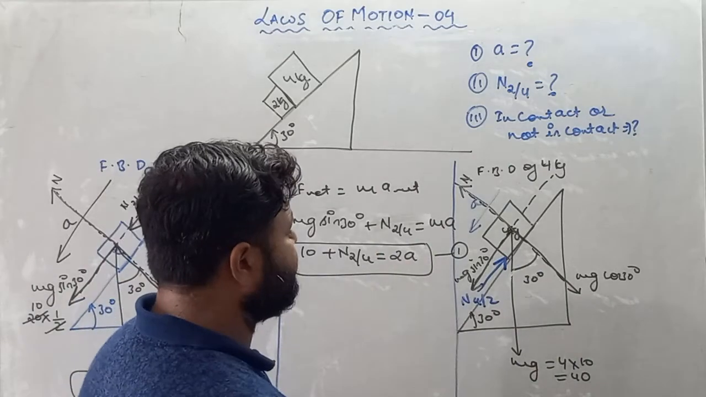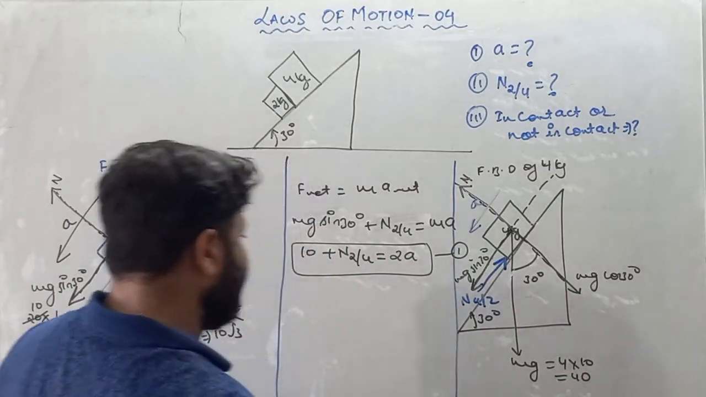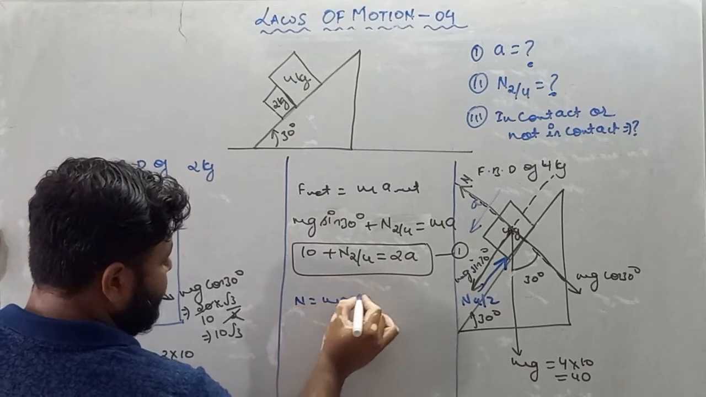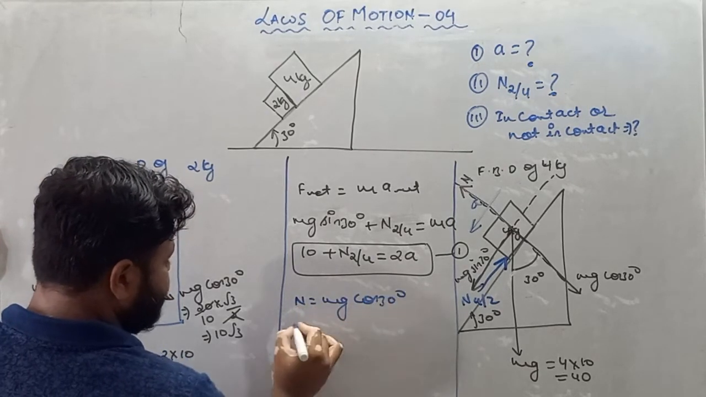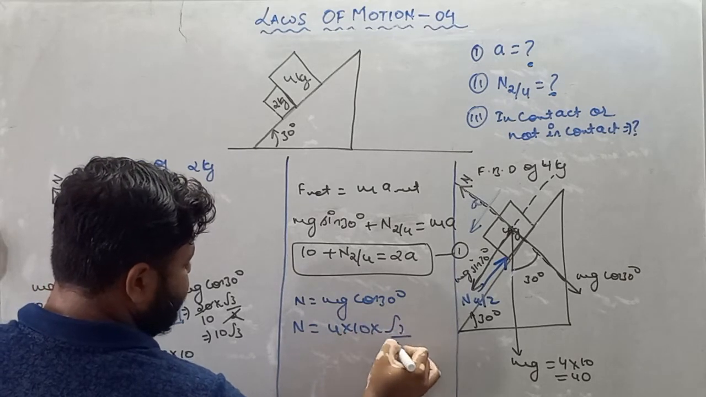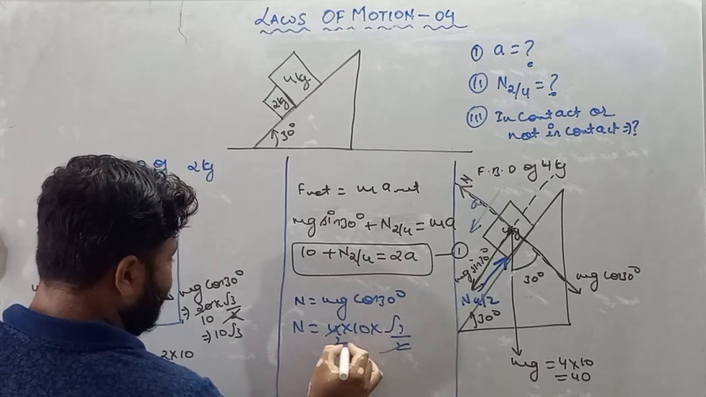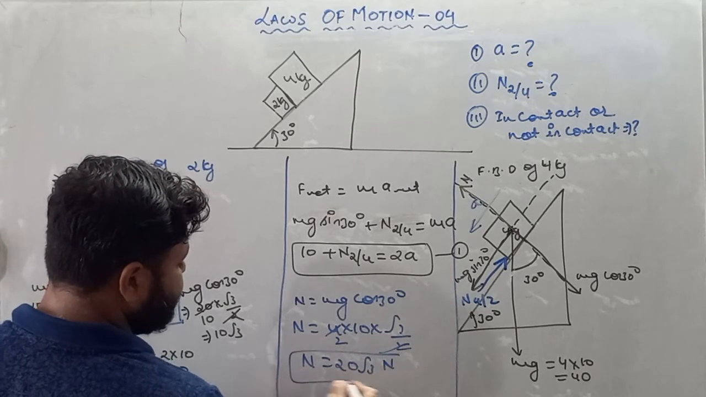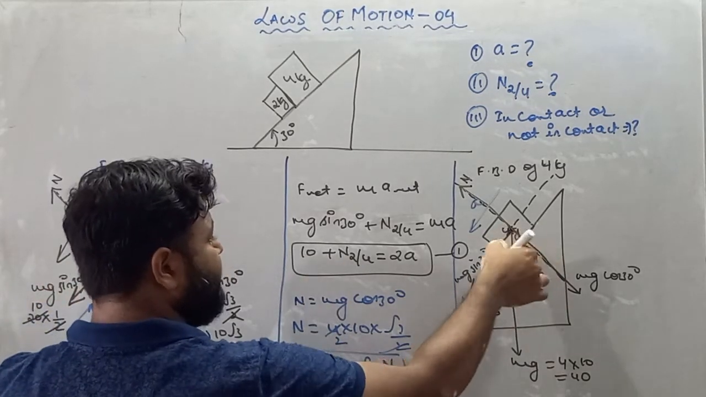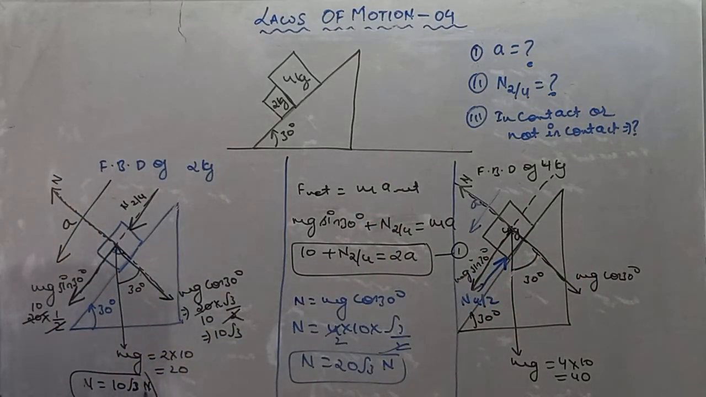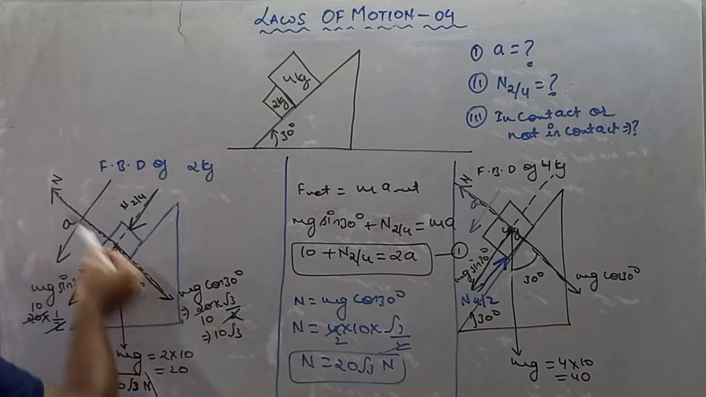There is no possibility for motion along this axis, so n must be equal to mg cos 30. I'll write here n is equal to mg cos 30. So n is equal to m is 4, g is 10, cos 30 is root 3 by 2. 2 2s are 4, so n is equal to 20 root 3 Newton, which is applied by this inclined plane on the 4 kg block. This normal is applied by the inclined plane on the 2 kg block.